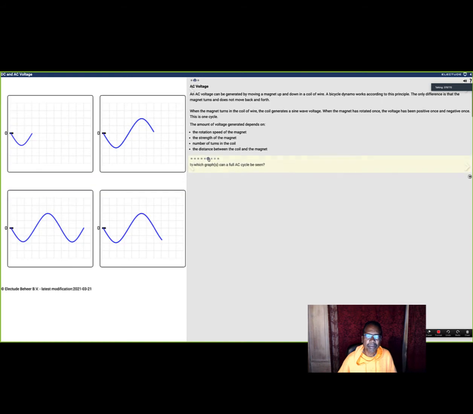This one may be a little trickier. All right, in which graphs can a full AC cycle be seen? Bottom left. Oh no, it looks like the top right. Top right, yeah. This one can fool you. Look at this. This is one cycle.